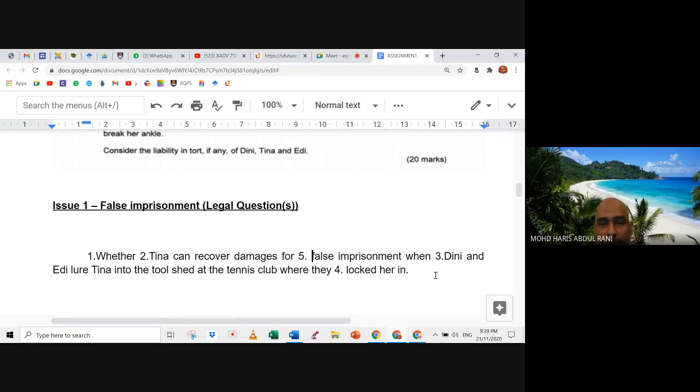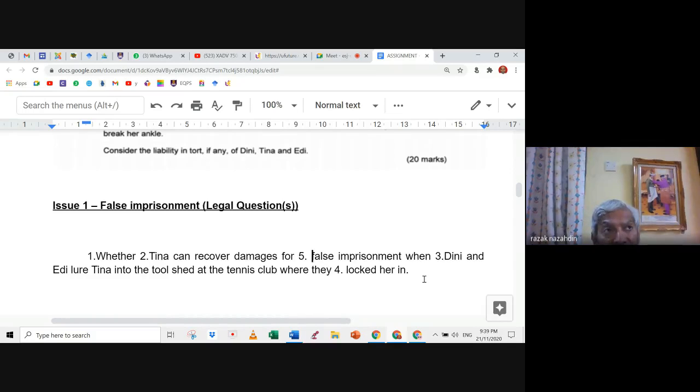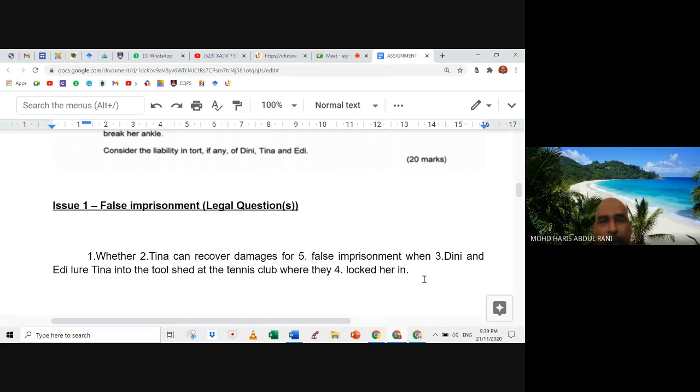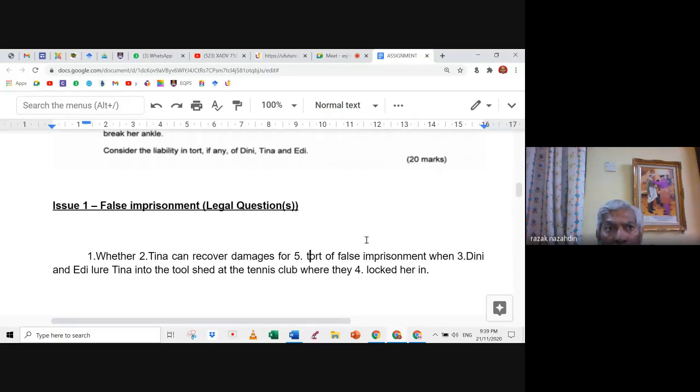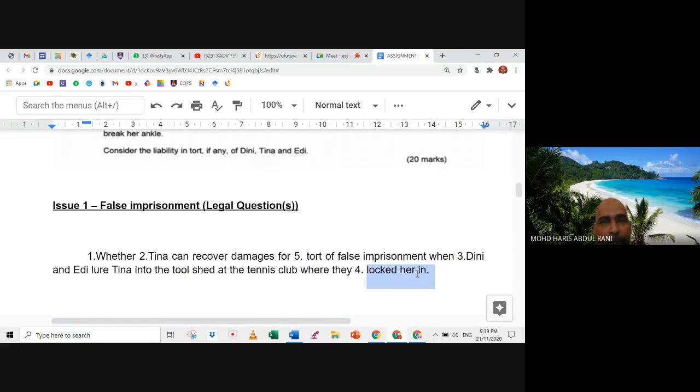Okay. False imprisonment is the action already kan? Tak, false imprisonment. Sorry, you boleh kata tort of. Di sini you nak bagi tort of false imprisonment. Okay. Nampak? So the action is locking her up or false imprisoning her. Ya. Tak payah pun kalau you nak bubuh apa, locking her in tu by the words itself is locking somebody in without, kalau you nak tambah without permission pun boleh juga.